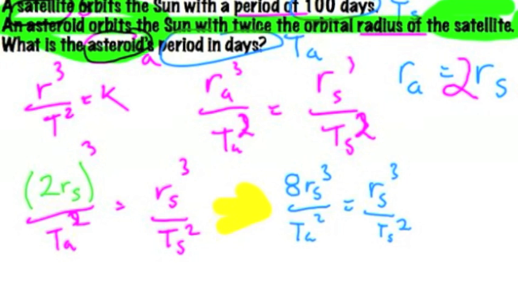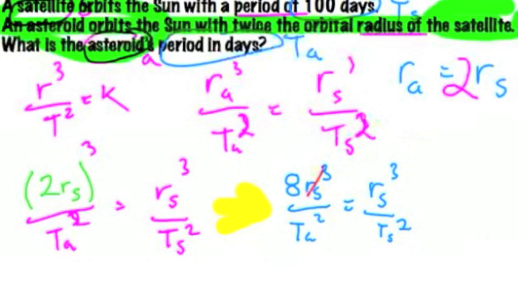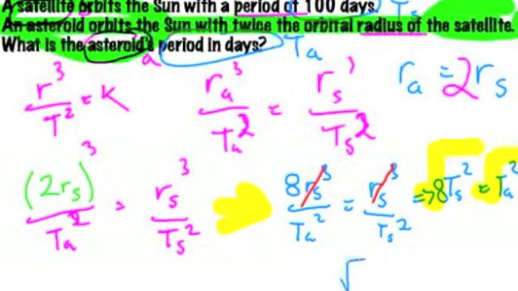So with a little bit of work, we get this. Note we have cubed the 2 to make it an 8, and everything else stays as is. So if we look at this now, we see we have an RS cubed and an RS cubed. We can cancel those out. We can solve that by just rooting both sides. That'll give us the square root of 8 times TS equals TA.